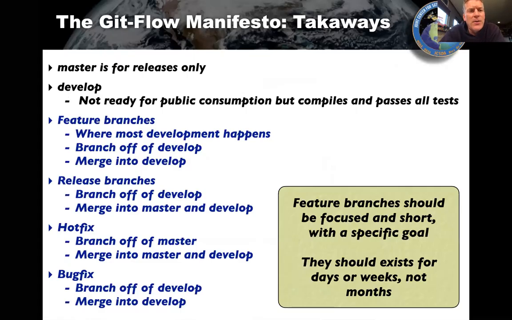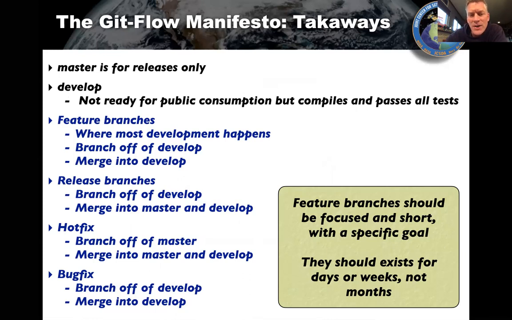So the takeaways from that manifesto: the master is for releases only. The develop branch is not quite ready for release, but it has to compile and it has to pass all the tests. So if you have code that you're working on that is not complete yet and doesn't pass tests, that would likely exist in a feature branch. This is where most of the development happens.